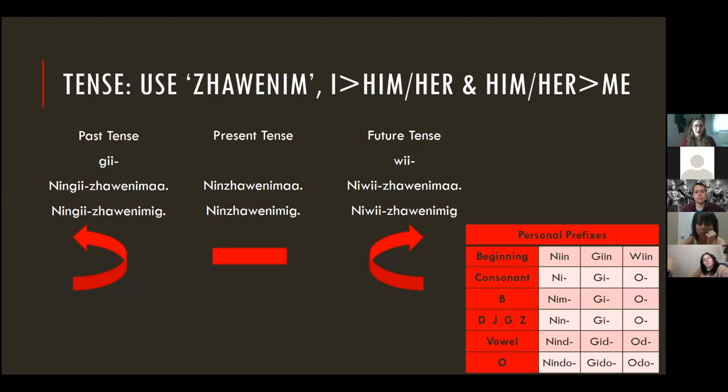Okay. And then the other way, him or her to me. Ningi jawanamig, he or she loved me. Ni jawanamig, right now, he or she loves me. Nui jawanamig, he or she wants to or will love me. Maybe you're plotting something, I don't know.